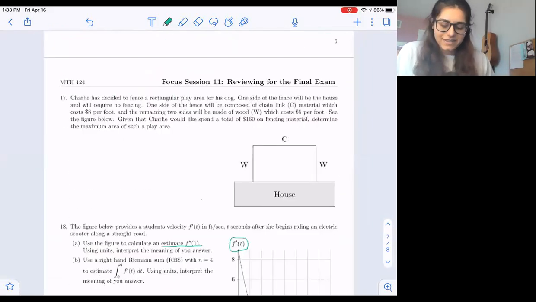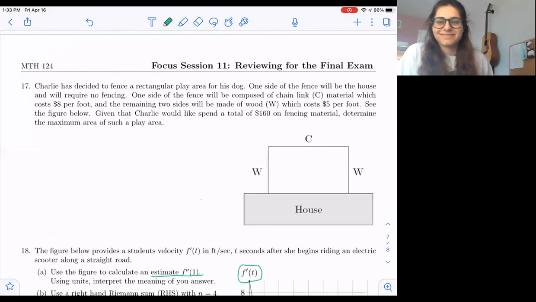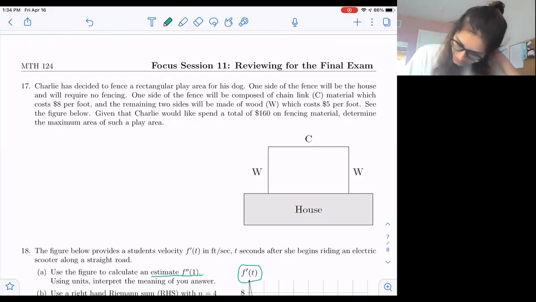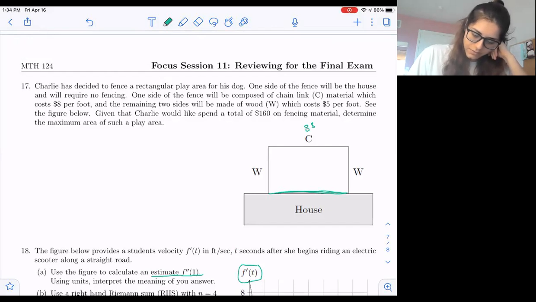Okay, this one is pretty common, the fencing problem. We're gonna keep using this one, so get familiar with it. Charlie is fencing a rectangular play area for his lucky dog. One side of the fence will be the house. So this side, we're not gonna worry about at all. We don't need any fencing for it. One side of the fence will be composed of chain link, that's C, which is $8 per foot. And the remaining 2 sides will be wood, which is $5 per foot. See the figure below? I don't know why you couldn't make it all the same material, but whatever.